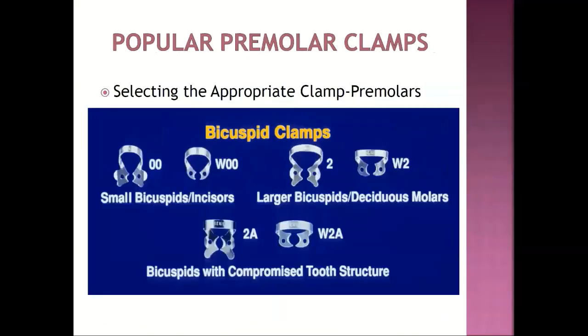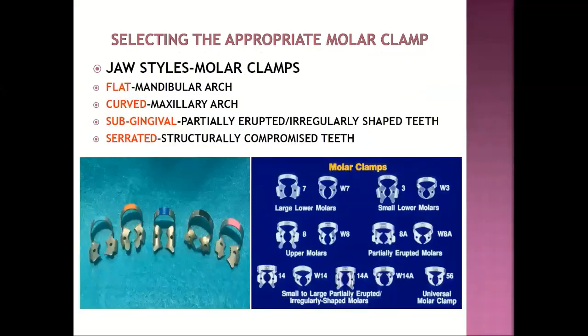Popular premolar clamps are the 2 and the 2A series. These clamps may also be used for pedodontic isolations. The 00 clamp is indicated for small premolars. Most individuals have no issues with the clamp selection for anterior and premolars, but the availability of a large variety of molar clamps can make selecting the appropriate clamp very confusing.